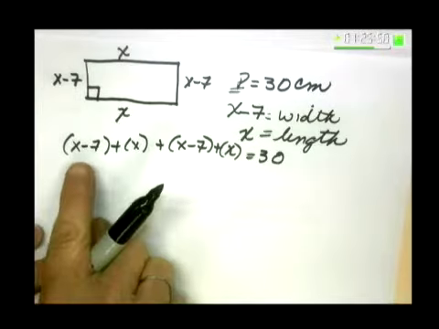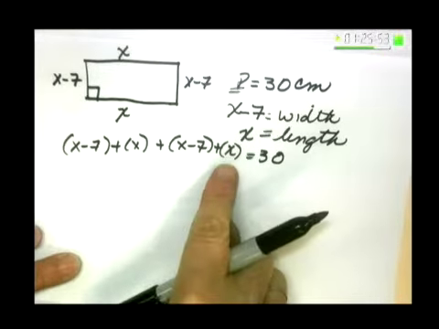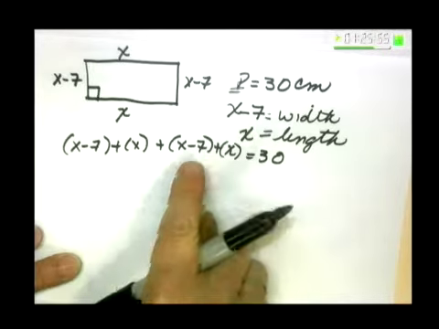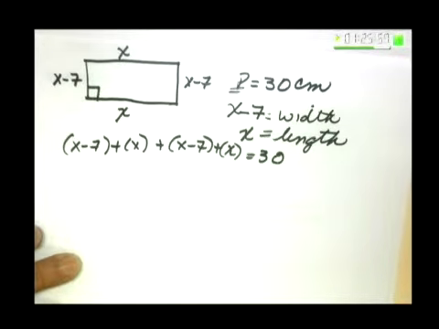Now I put these in parentheses so it would be easy for you to see. This is one length, the second length, the third length, and the fourth length. As long as I have plus signs, I really didn't need the parentheses, but I wanted to show you that they were individual sides.